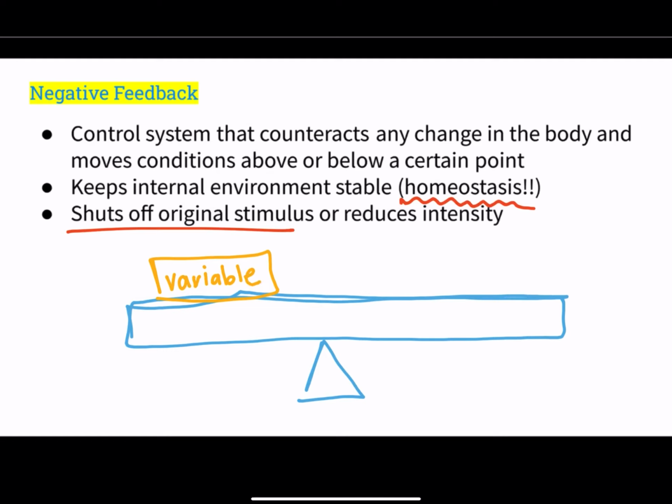Variable. Now, in order to keep the scale balanced, in order to maintain that homeostasis, we have to have a counter response over here as well. So we've got to have something in response to this variable, okay? So they are interacting, but they're keeping it balanced. You notice that our scale is still even, okay? So basically it's going to shut off the original stimulus.